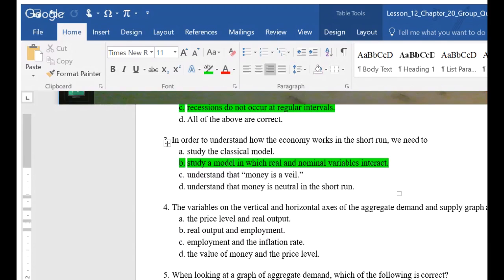All right. Does it have a picture? Let's see. Price level and quantity of output. So yeah, I think this one's A, because I said it was the quantity or real output. Nice circle.